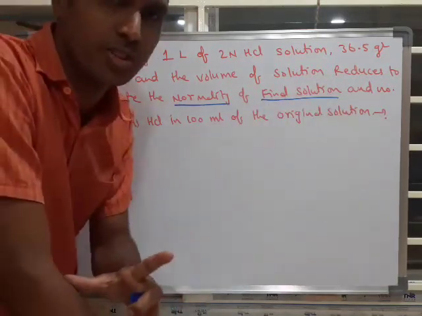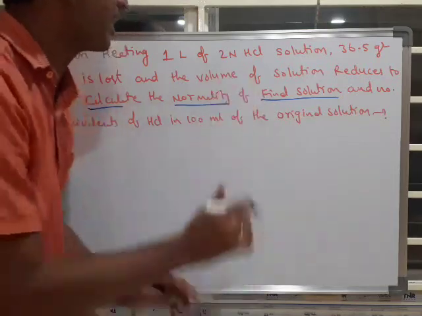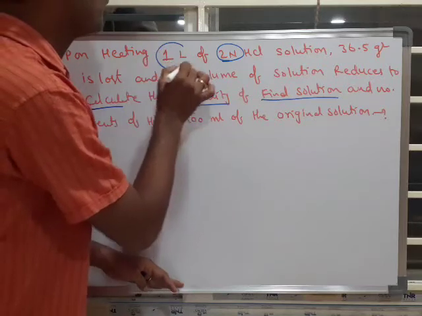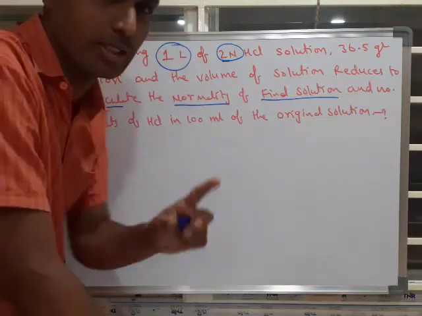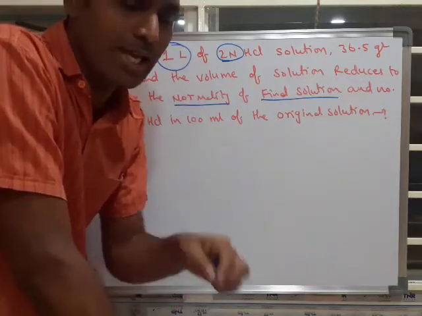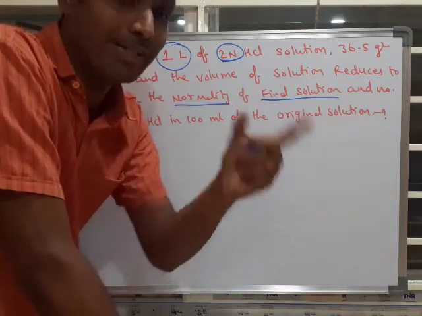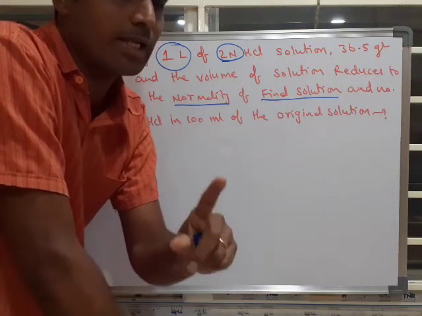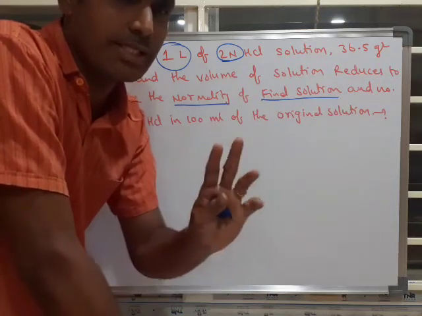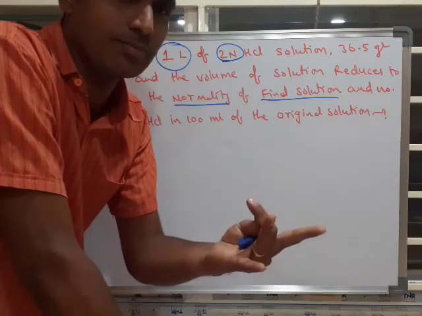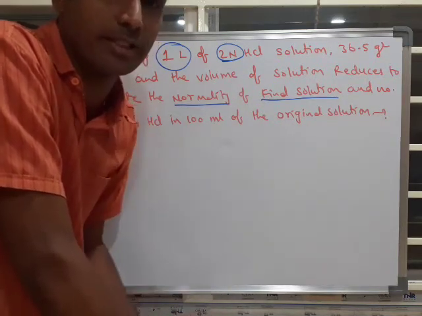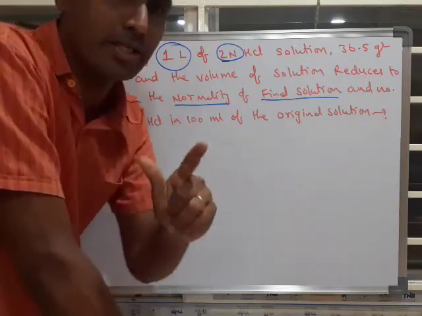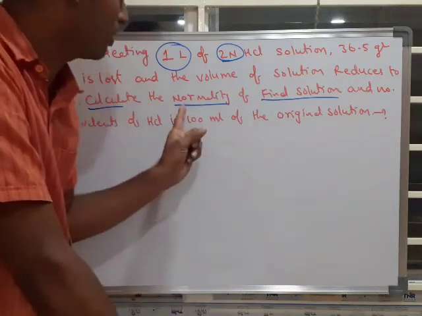What is the final solution? The initial solution is given as 2 normality, and the volume is 1 liter. That is the amount of HCl. But after heating, 36.5 grams of HCl is lost. So the volume changes, and the 800 milliliter is the final solution. We have to find the normality of this final solution.